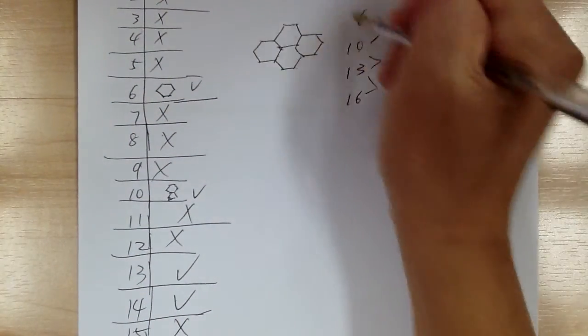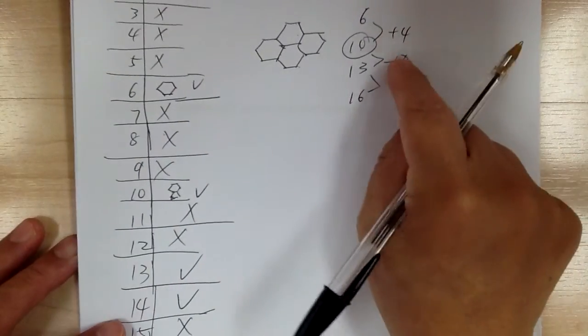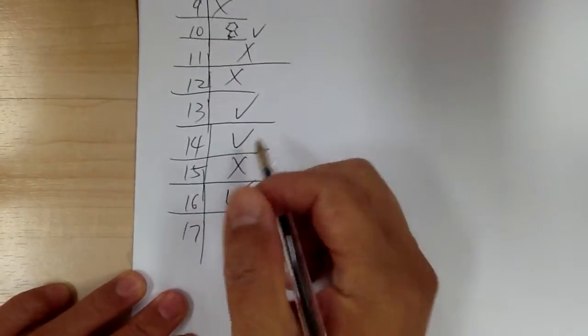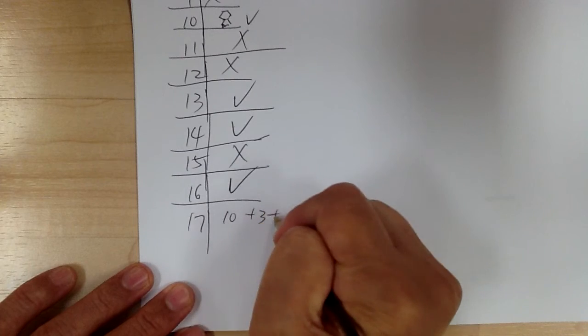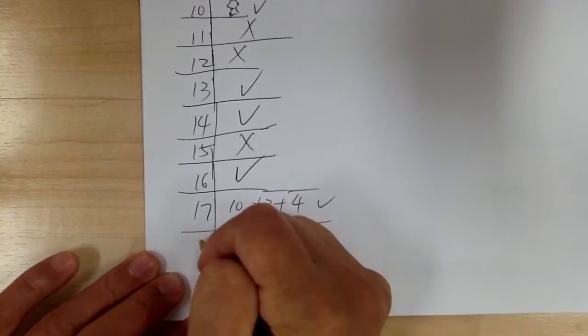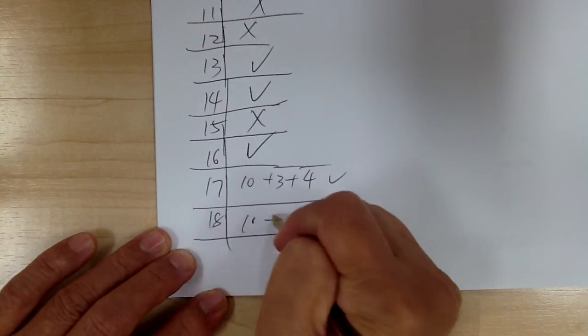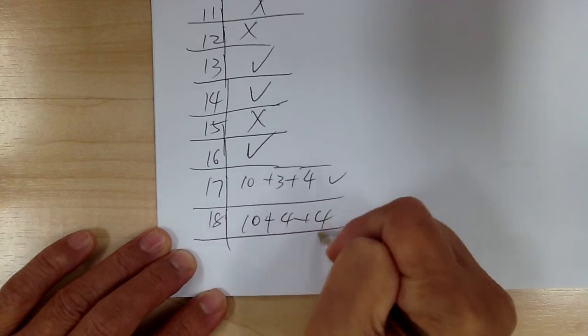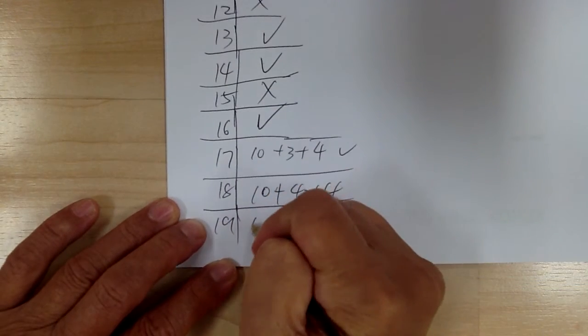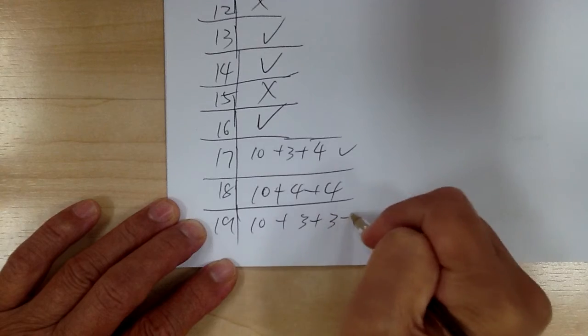Your 10 is your base number. And after that you can have a combination of plus 3 or plus 4. So 17, you can have 10 plus 3 plus 4. So 18, you can have 10 plus 4 plus 4. 19, you can have 10 plus 3 plus 3 plus 3.